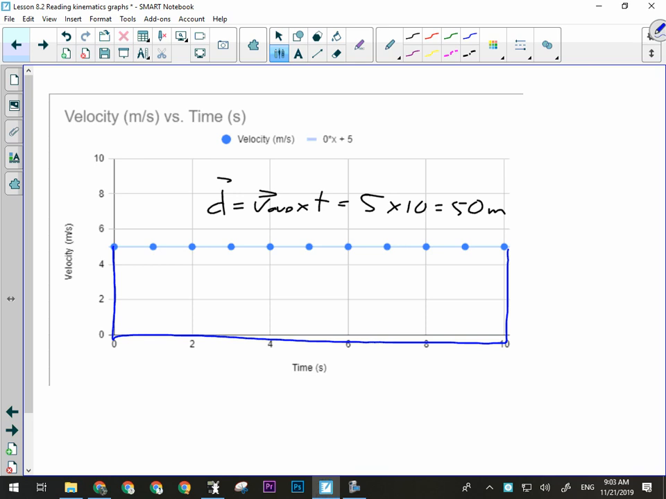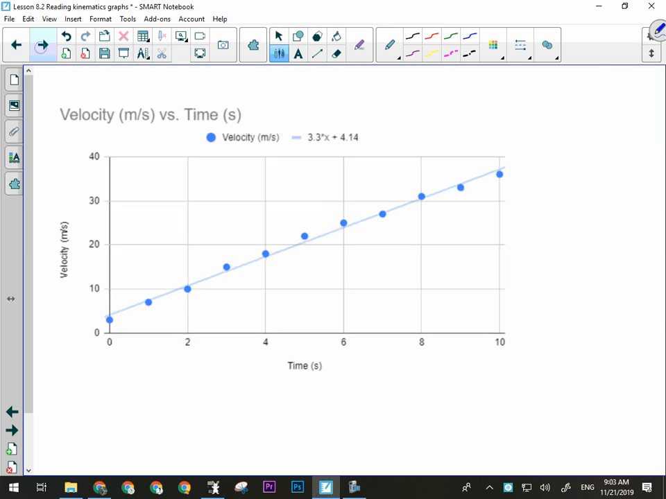Okay. If I have a graph like this one, then I have two shapes. I have an initial velocity on this graph of 4.14 meters per second. Which means if the object didn't accelerate but traveled at 4.14 meters per second, it would travel a displacement equal to this blue rectangle. And I would calculate that simply by going the base, which is the time in seconds, multiplied by the height, which is the initial velocity, 4.14 meters per second. Everyone all right with that?